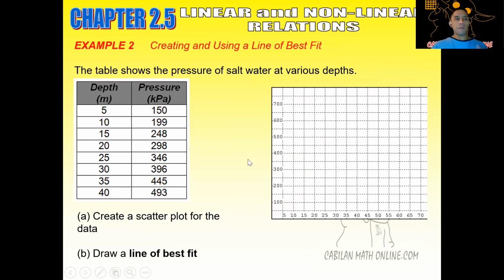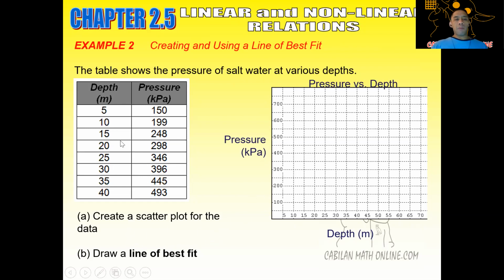Before we do that, just to talk about independent and dependent variables in terms of which goes on the horizontal axis and which goes on the vertical axis. Anytime you're given a table of values that looks like this, with a column on the left side and a column on the right side, quite often, more than 99.9% of the time, the left column is always going to be the x, or the horizontal axis. So the depth you will label on the bottom like this, whereas the pressure in this case will be the vertical axis.